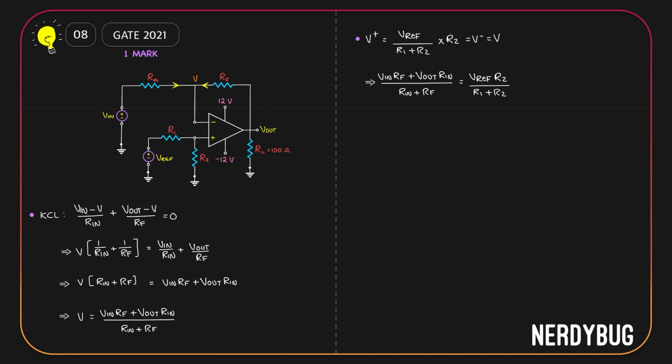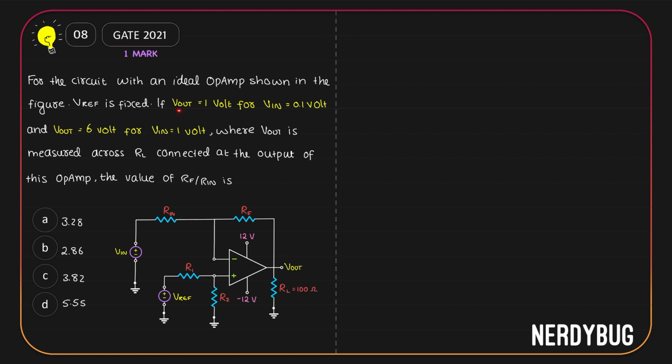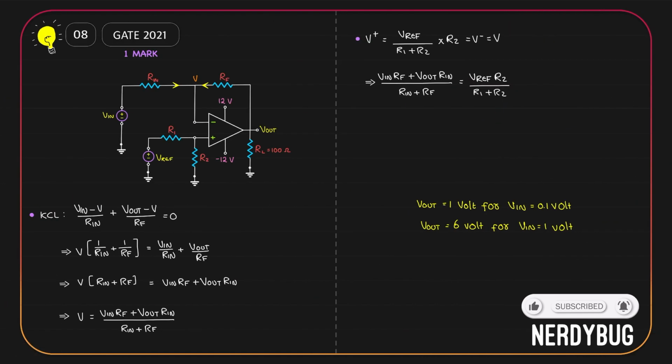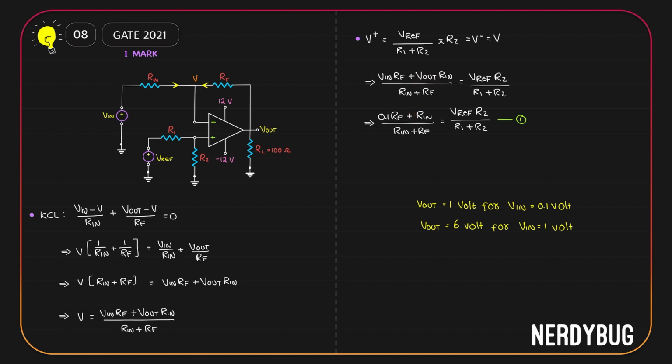Now, in the question it is given that Vout is 1 volt when Vin is 0.1. Vout is 6 volt when Vin is 1 volt. Let us substitute these two sets of values in this equation. For Vin being 0.1, I'll give Vout 1 volt. That gives me this equation. Instead of Vin, I have written 0.1. Instead of Vout, I have 1. Let's call this the equation number 1. Now, let's give Vout 6 volt and Vin 1 volt.